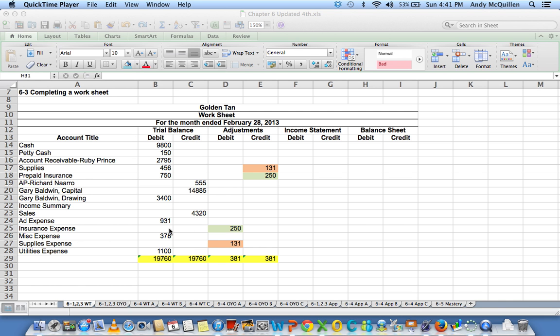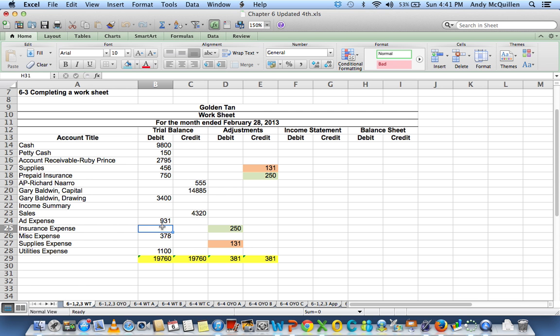If they do not have a balance, for example, like right here in insurance expense, income summary, or supplies expense, you leave them blank. You total them up at the bottom. You don't need to put totals, and they should balance. And if they balance, we highlight to show that they balance.